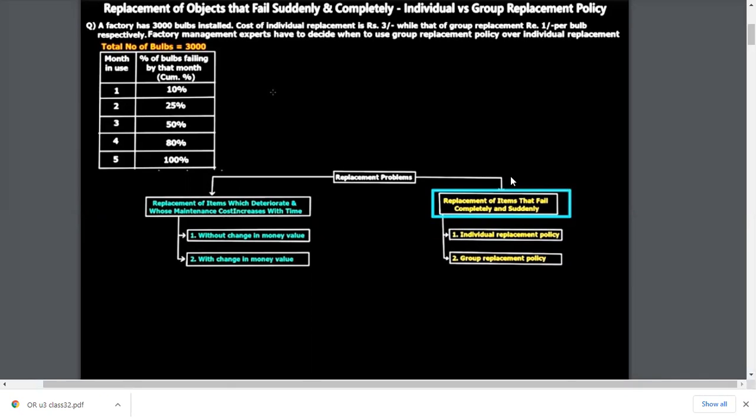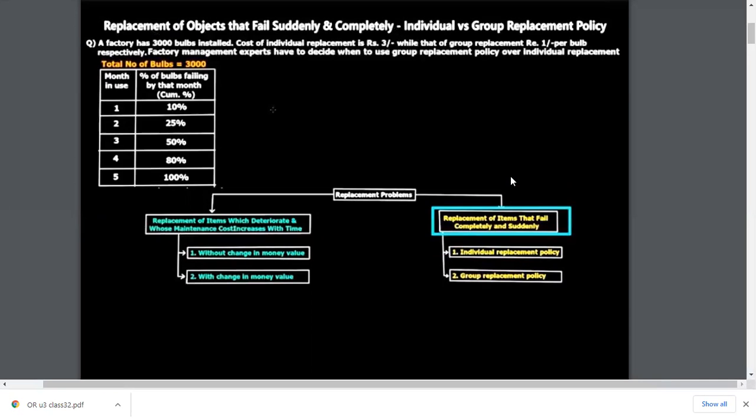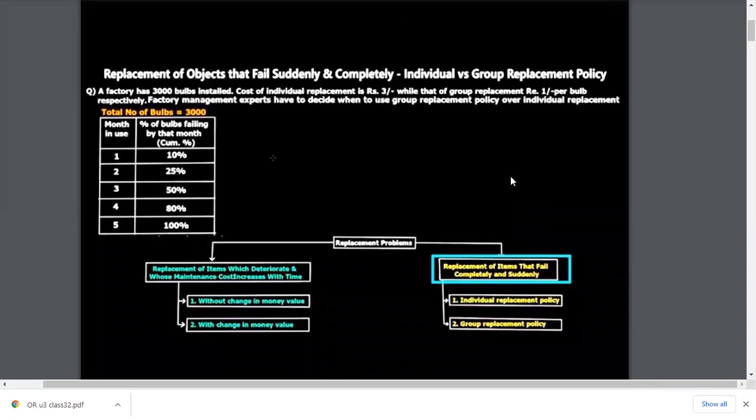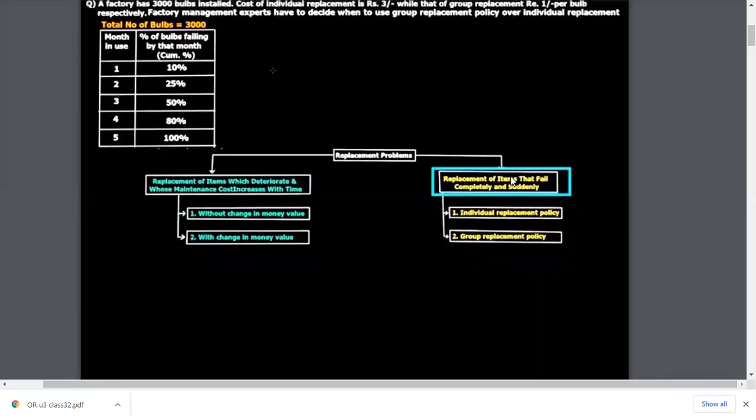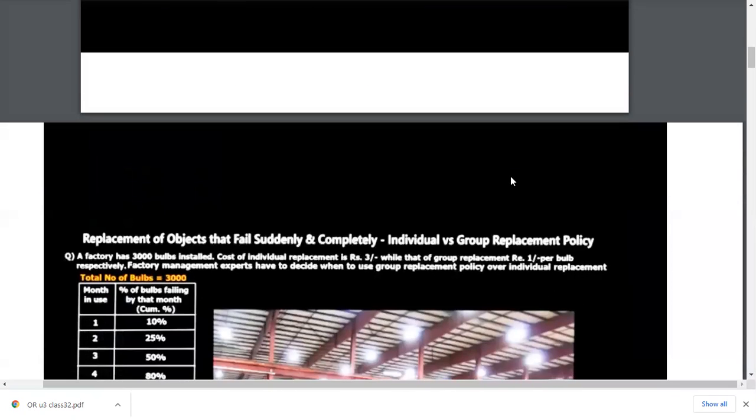So when our machine has failed suddenly, at that time we will solve by taking two methods. That is the individual replacement policy, and another one is the group replacement policy. So what is the meaning of that? Fail suddenly and completely. If our machine fails suddenly and completely, we are taking two types of methods, that is individual policy and group replacement policy. We will see an example.